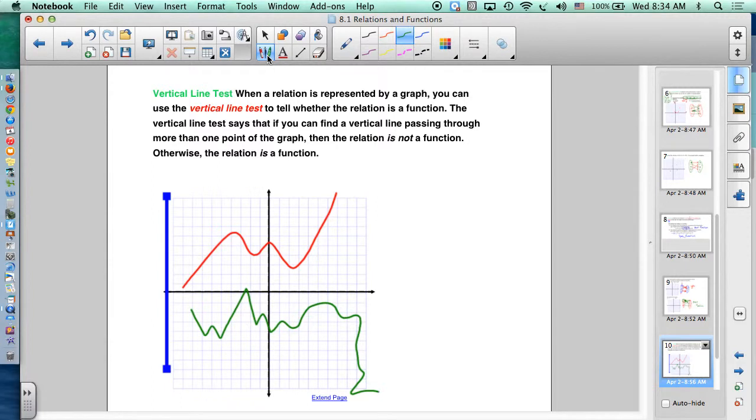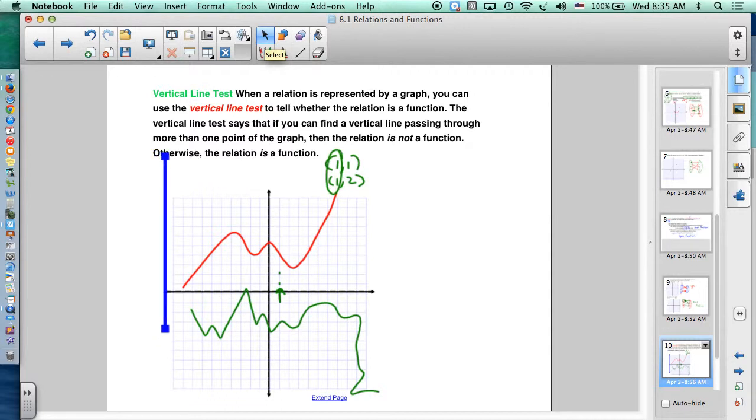If I took the points (1, 1) and (1, 2), notice they have the same x value. When I look at the graph of them, because they have the same x value, they're stacked one on top of the other. They're on the same vertical line. So a vertical line test is a test where we take a vertical line and we pass it across the entire length of the graph.